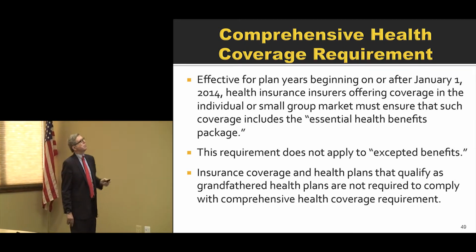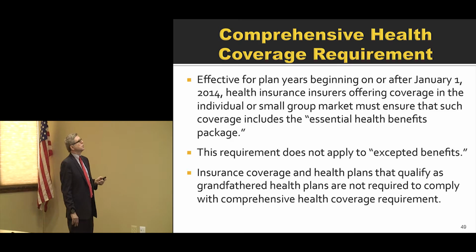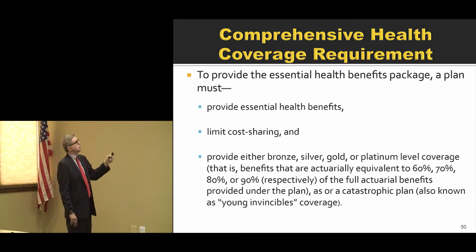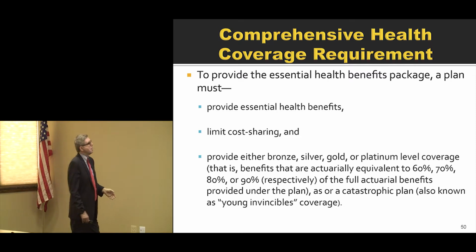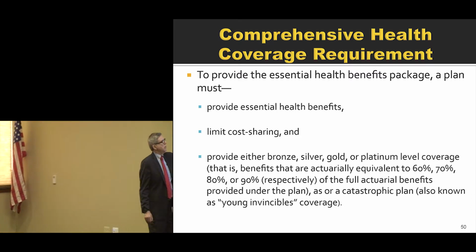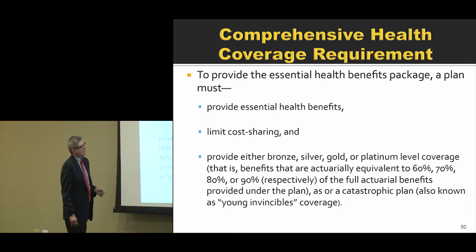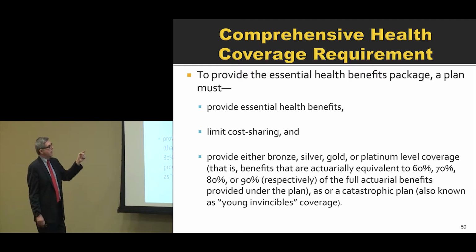So, for plan years beginning on or after January 1st, 2014, health coverage offered in the individual and small plan market must cover essential health benefits. This only applies to medical plans. To provide essential health benefits, they must limit cost sharing and provide either a bronze, silver, gold, or platinum plan. This relates to 60, 70, 80, or 90% of full actuarial value.